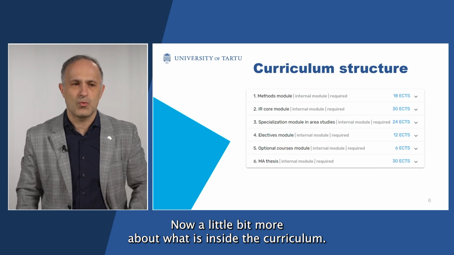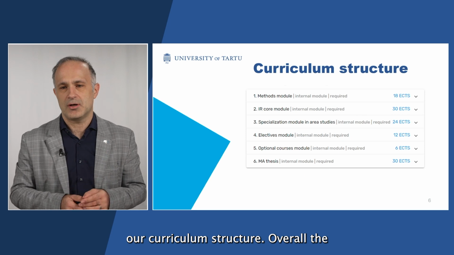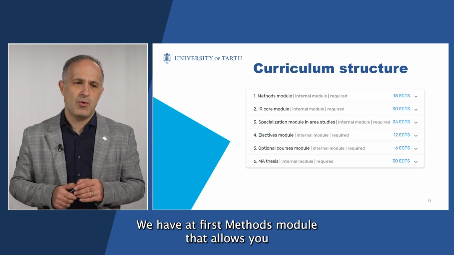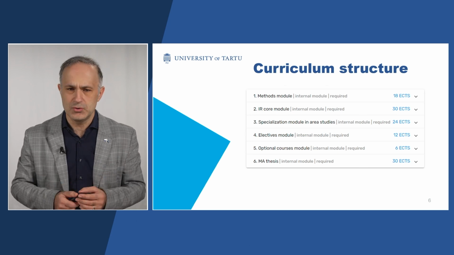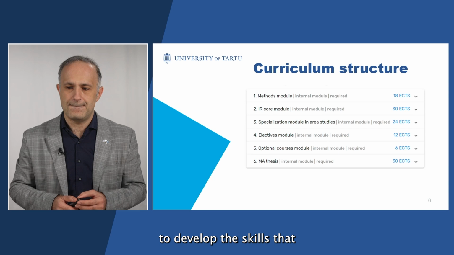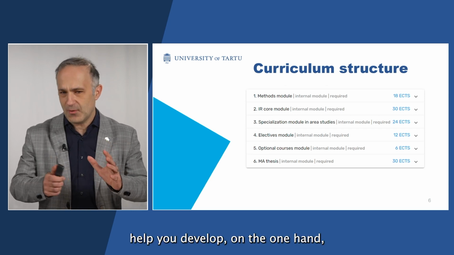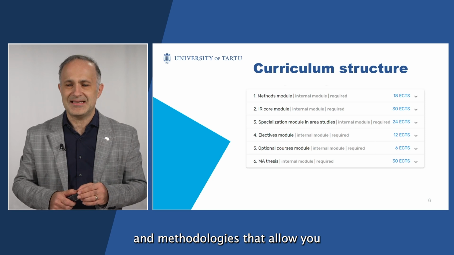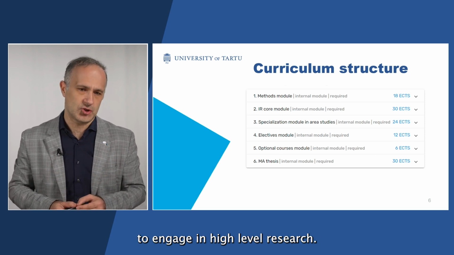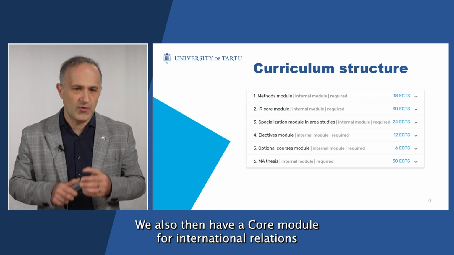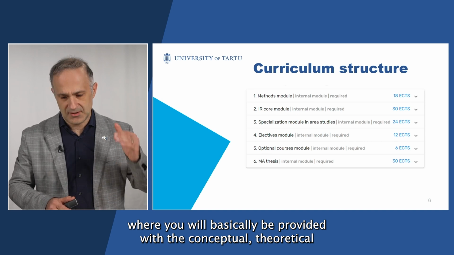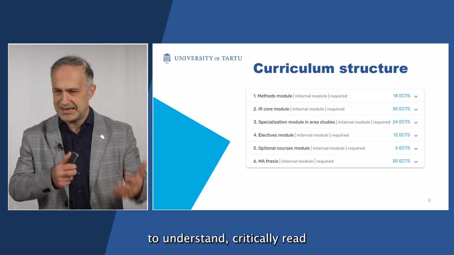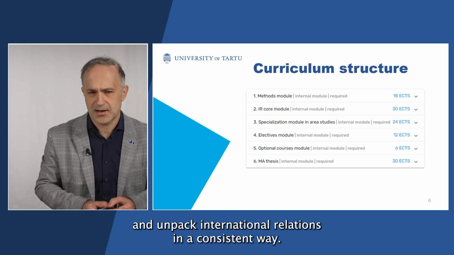Now, a little bit more about what is inside the curriculum. Let's unpack a little bit our curriculum structure. Overall, the curriculum consists of 6 modules. We have a first methods module that allows you to develop the skills that help you develop, on the one hand, a good, well-grounded critical thinking, and on the other hand, the set of skills and methodologies that allow you to engage in high-level research. We also then have a core module for international relations, where you will basically be provided with the conceptual, theoretical, and practical foundations in order to understand, critically read, and unpack international relations in a consistent way.